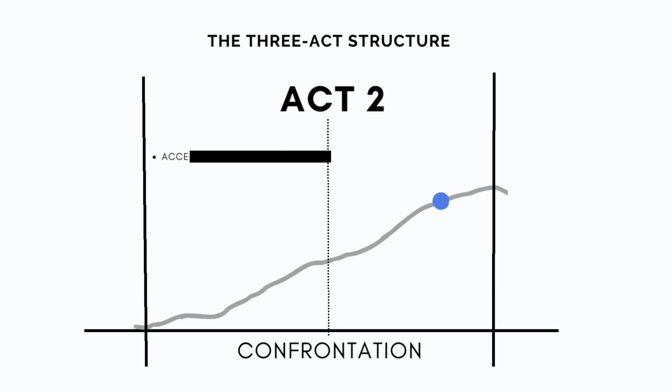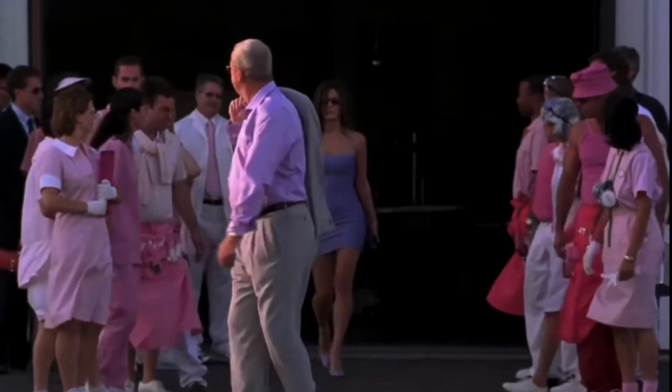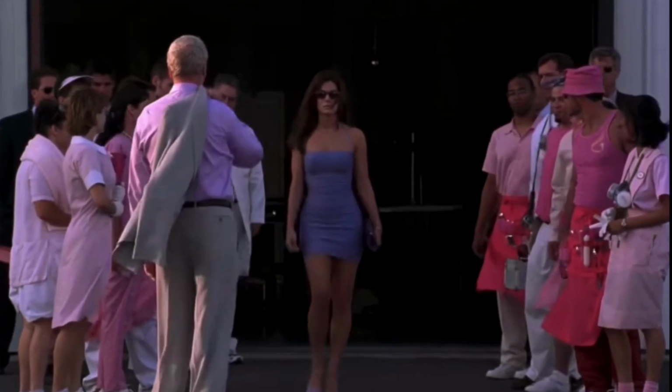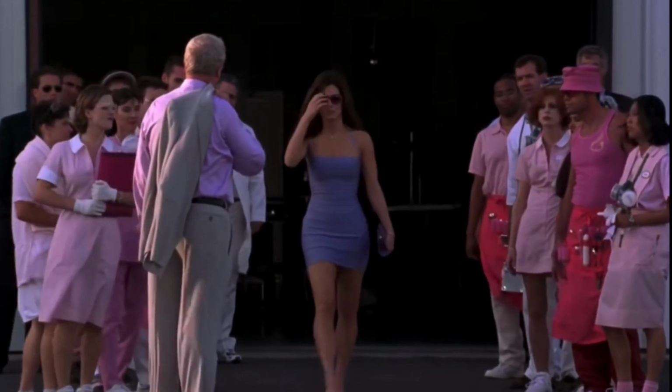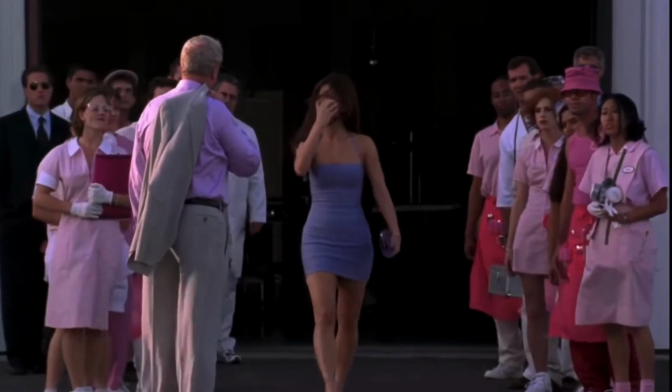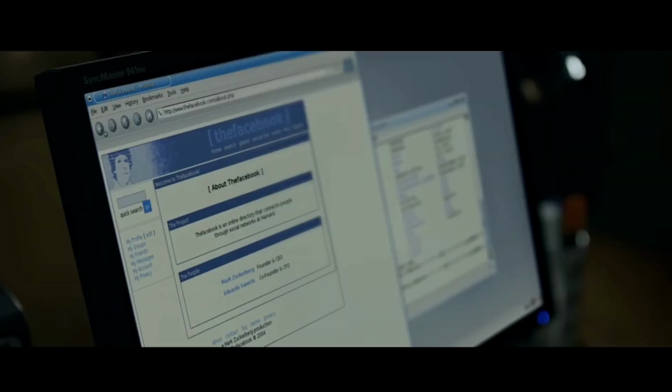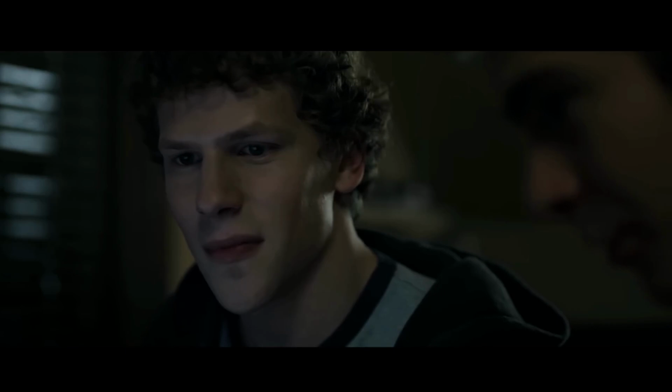Something happens where we see our character accept the call to adventure. They cross some sort of threshold and step outside of what is familiar, as well as stepping in the direction of their goal. Here we see the Sandra Bullock character emerging from the makeover, ready to step into the world of beauty pageants as a contestant in Miss Congeniality. This is where we see Mark Zuckerberg designing the Facebook page for the twins, while secretly designing his own version of the platform at the same time in The Social Network.